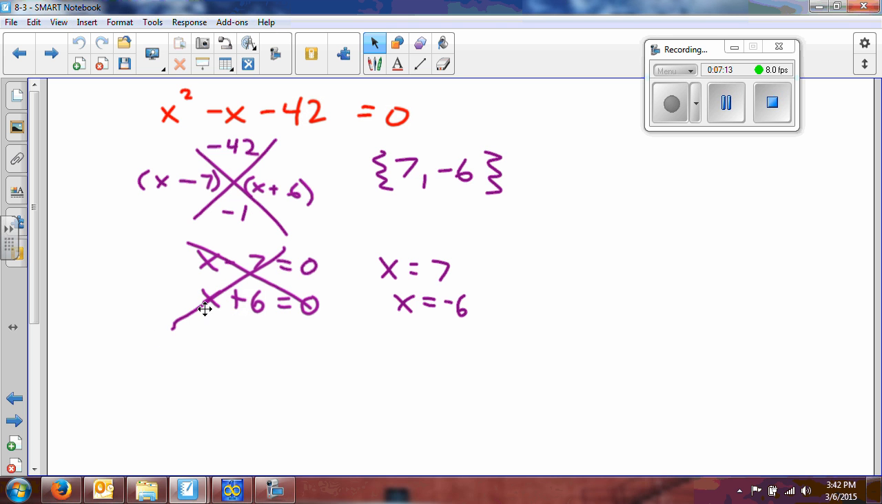Okay. Now, we have this down here. Let me move this for a second. We're setting both these equal to 0. X minus 7 is 0. X plus 6 equals 0. One-step equations. Add 7, subtract 6.